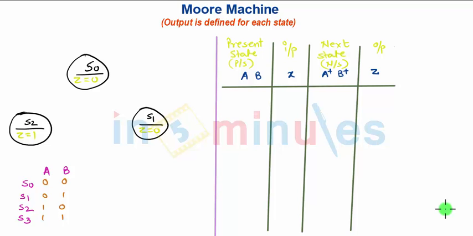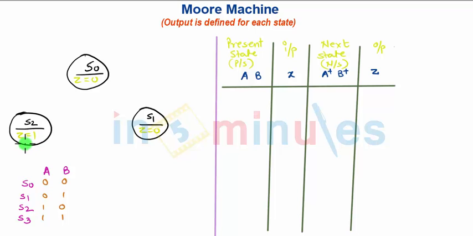Today our topic is Moore machine. Moore machine is a state machine in which output is defined for each state. As you will see here, there are three states S0, S1 and S2 for which output Z is defined in each state. For S0 output is 0, S1 state output is again 0 and for S2 output is 1.